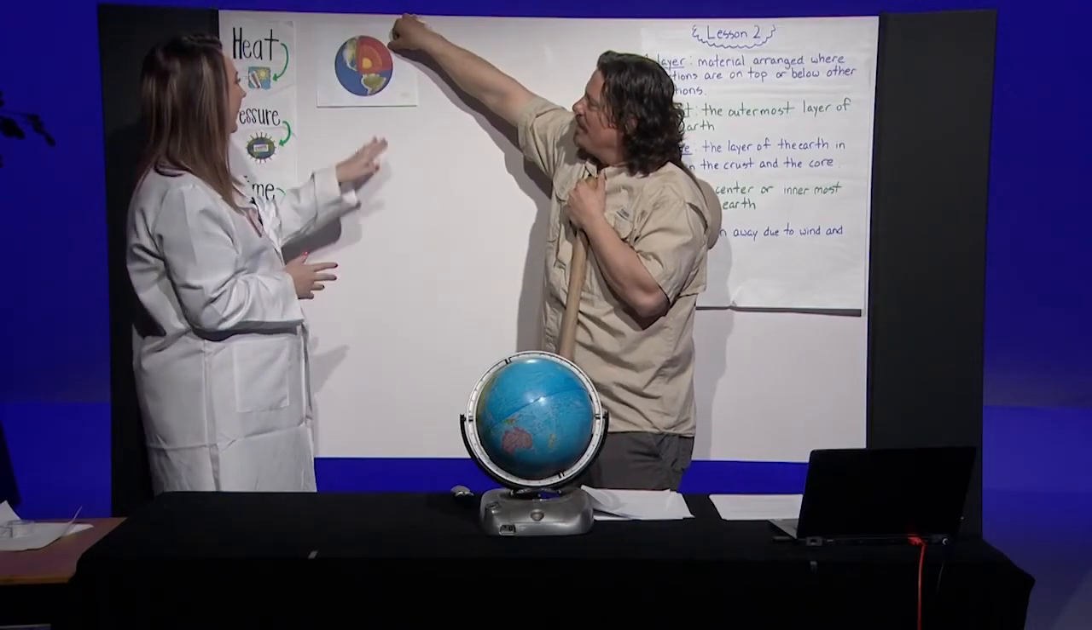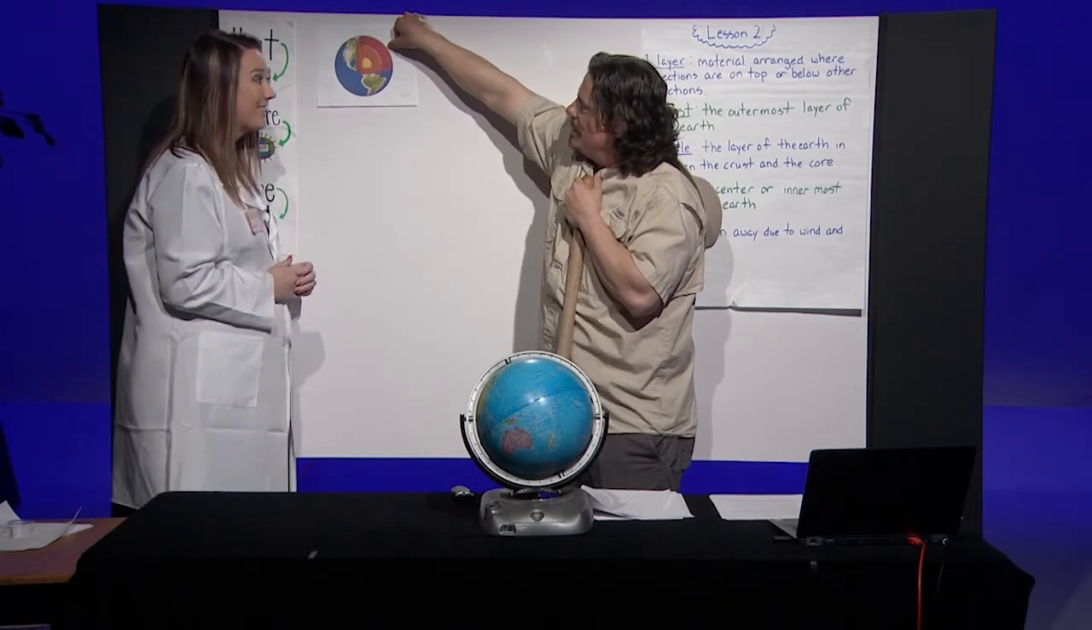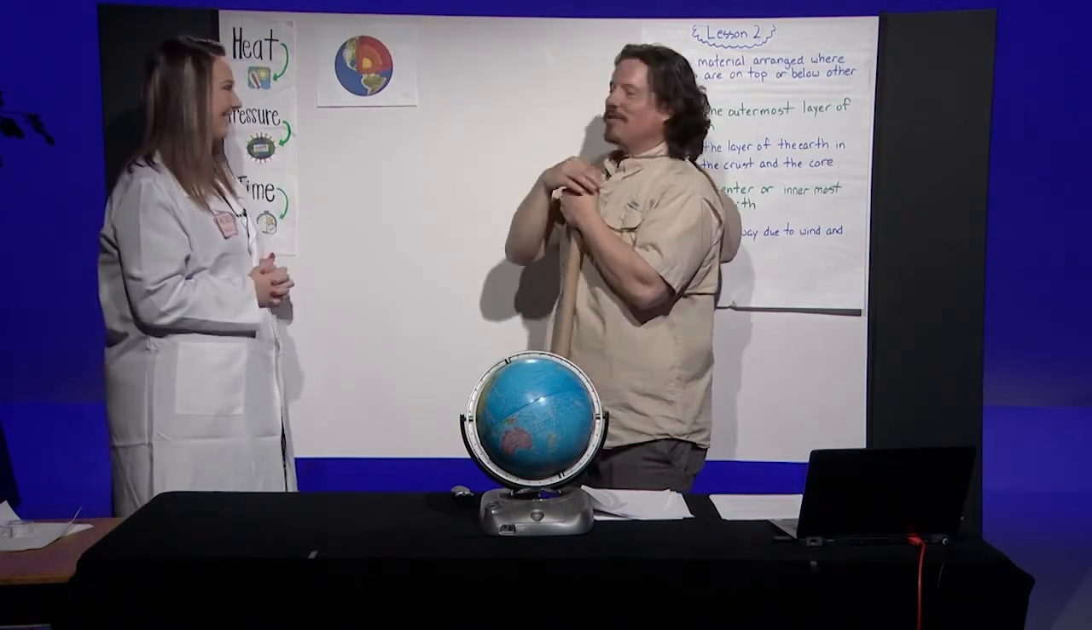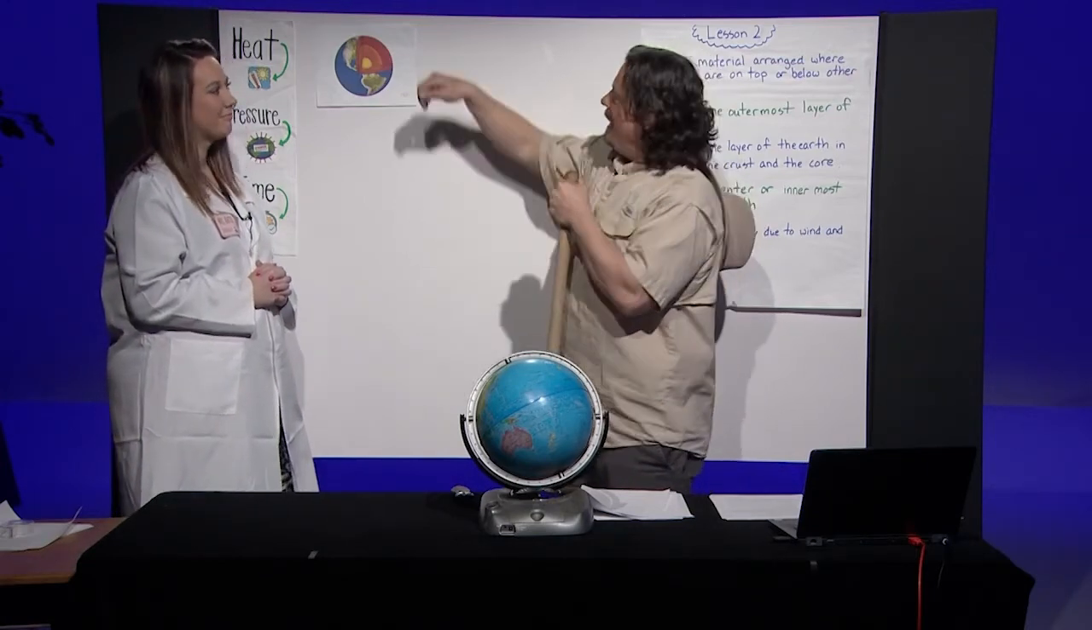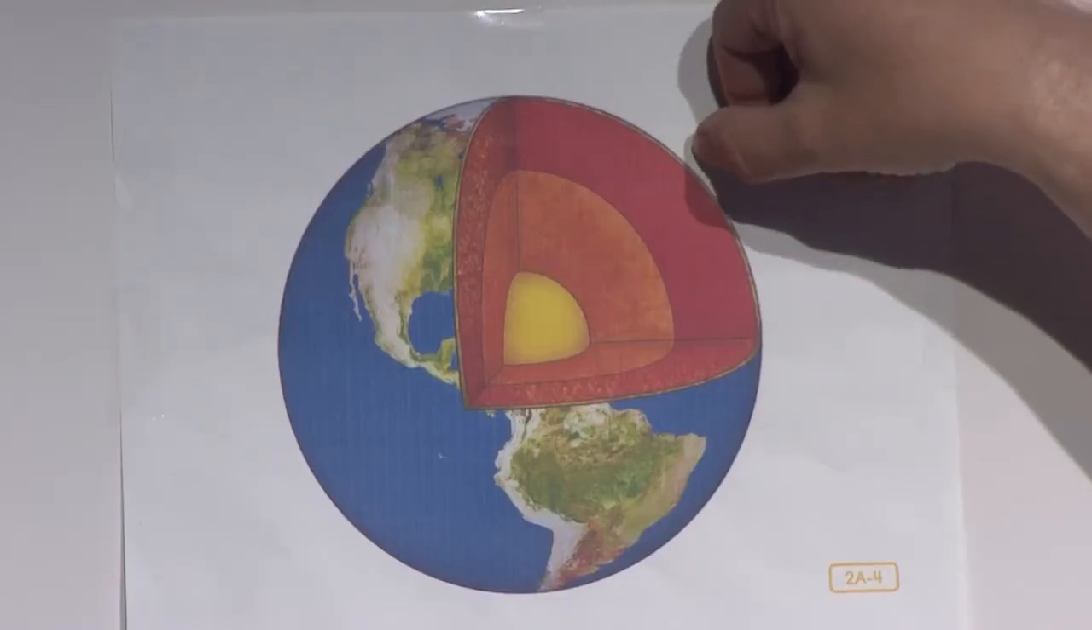I do. This outermost layer of the Earth is called the crust. Awesome. That's right. I had just thought of that too. We call that the crust. And just like on a piece of bread, it's the thin outside layer.